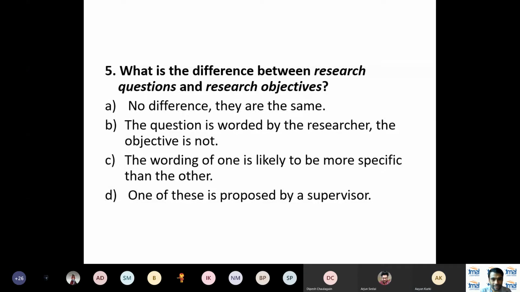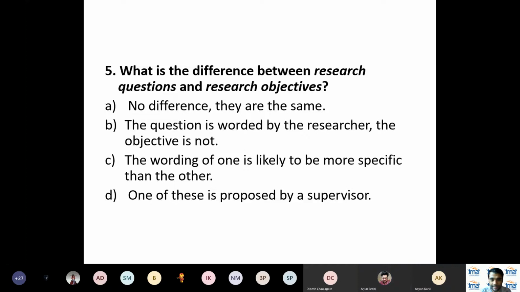That is the answer. You can understand this question very simply. This is not so hard a question. If you eliminate what is wrong, you can also find the answer. The research question and research objective, if they are the same, then there is no need to write the research question and research objective separately in a research. Yes, sir. Simple logic like that.